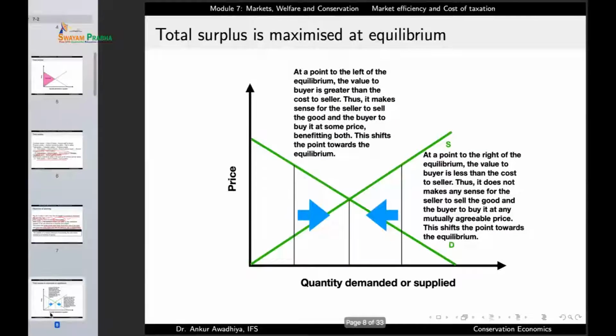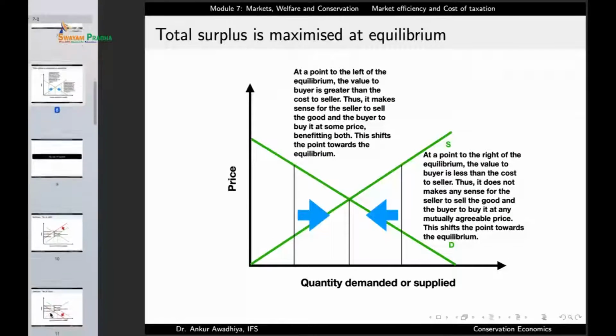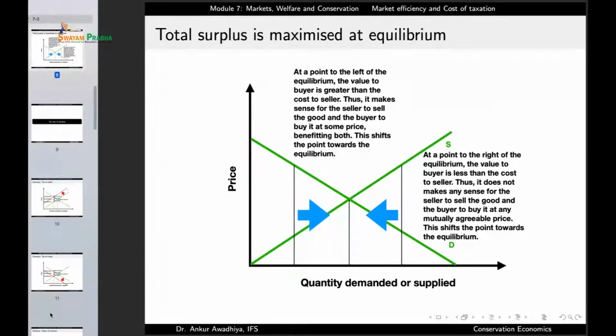Now, in the case of a normal market equilibrium, the total surplus is maximized at the equilibrium. Now, why is that so? Here we have the demand curve and the supply curve, and this is the equilibrium point. At the equilibrium point, this is the price that the market will charge for this good, and this is the equilibrium quantity that is demanded or supplied. Now, the question is whether this is the point where the total surplus is maximized or not.